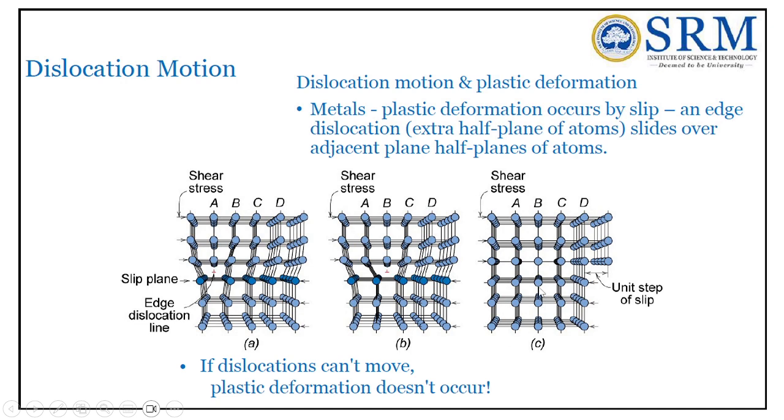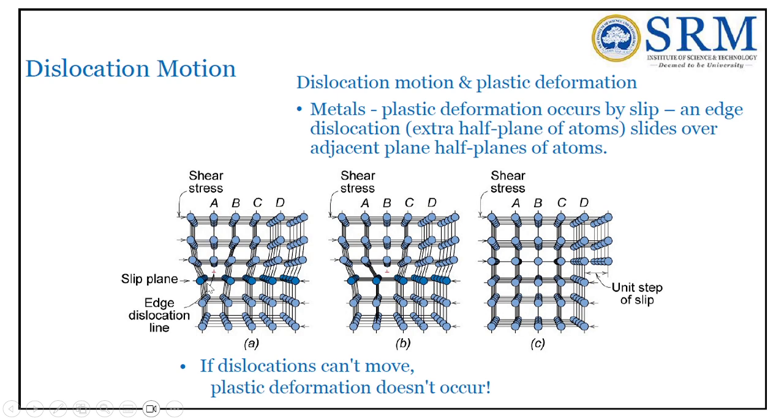So how are dislocation motion and plastic deformation related to each other? In metals, plastic deformation occurs by slip, that is, an edge dislocation. The extra half plane of atoms slides over the adjacent half plane of atoms, which we have already discussed. You can see the tensile force acts at the center, whereas the shear force acts at the surface of the atoms. You can see the edge dislocation line and how this dislocation is being moved. If the dislocation motion is easy and there is no barrier, then easily the slip will take place.